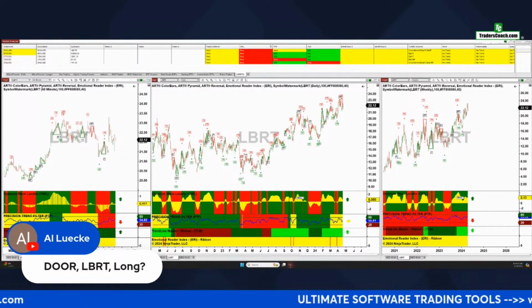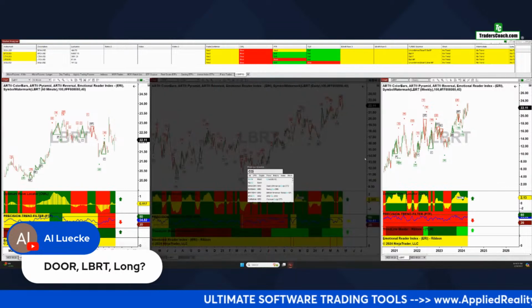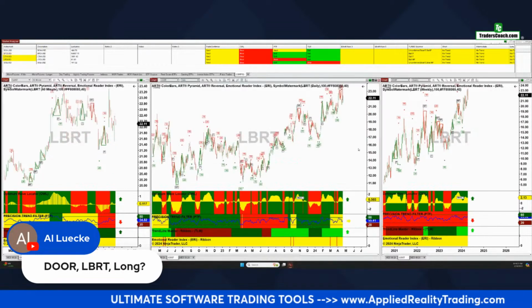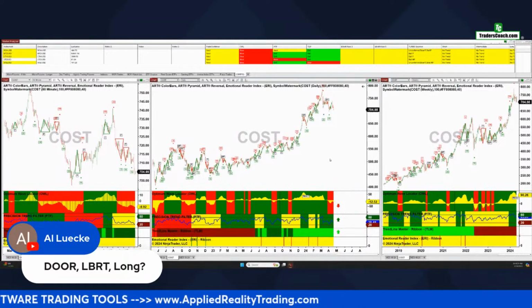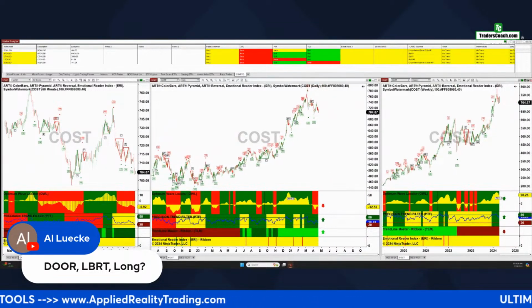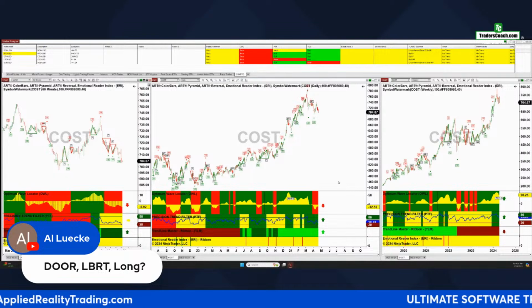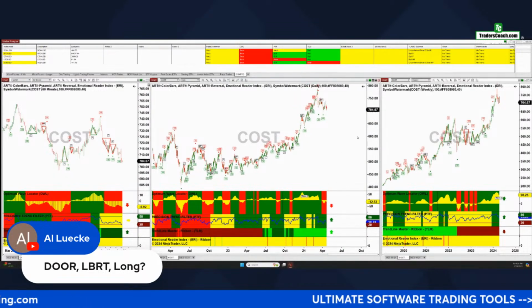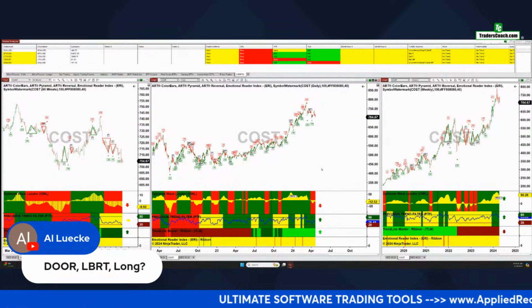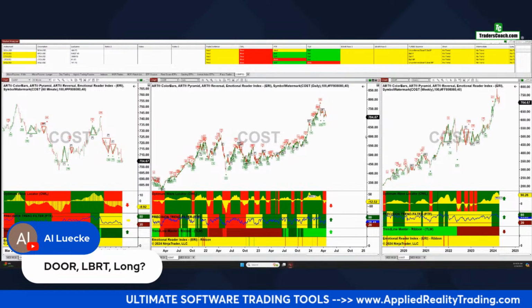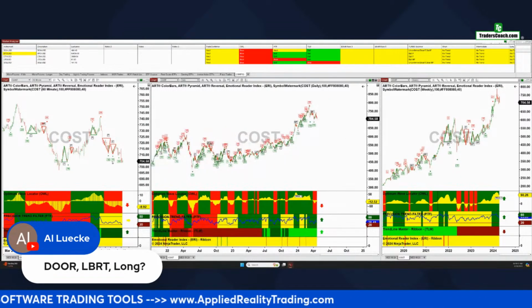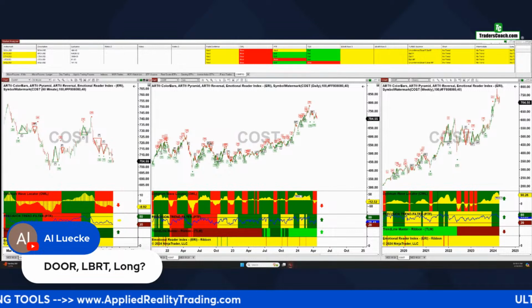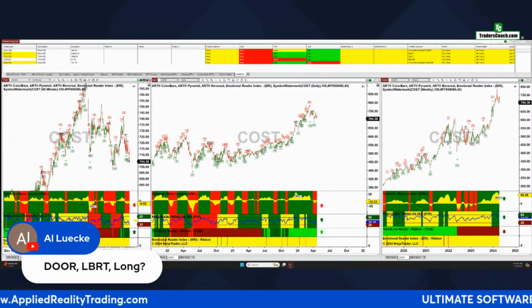Alexander, Costco. Let's see what Costco is doing. All right, short on Costco. Not with a green PTF here. Okay, I wouldn't short it yet. You definitely have a shorting opportunity on the 60-minute.